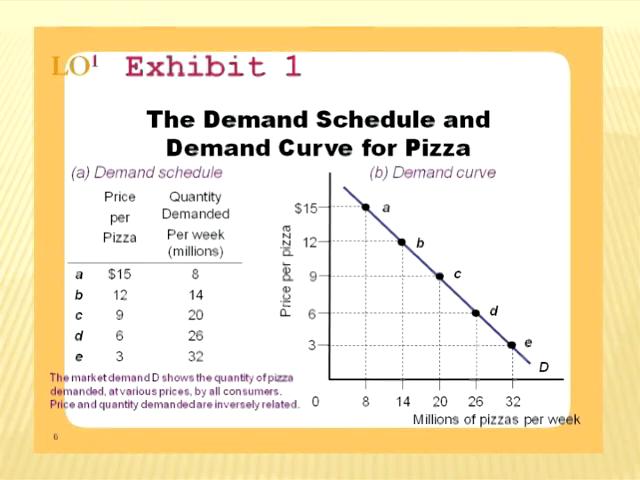On the right-hand side, we have a demand curve, and these are just those points plotted over here. So you see the A is 15 and 8 million, the B is 12 and 14 million, C is 9 and 20 million, and we actually end up with the demand curve, which is downward sloping. That is, it goes from the top left-hand corner to the bottom right-hand corner. And that is typical of an inverse relationship. And here the inverse relationship is between price and quantity demanded.